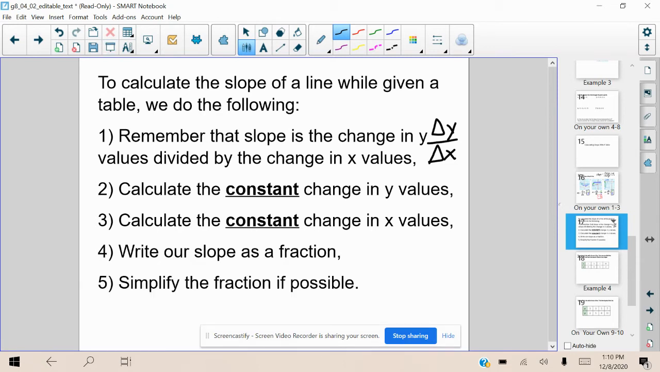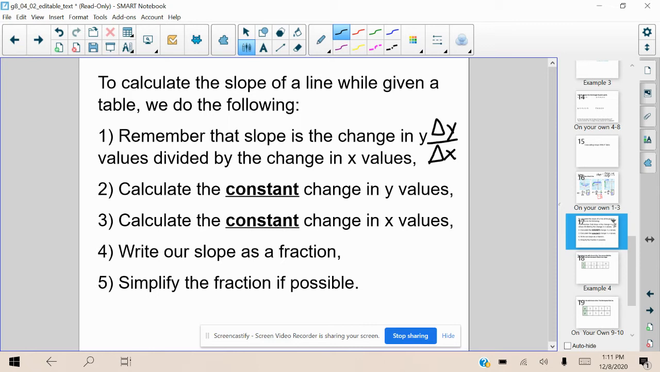And then we're going to simplify the fraction if possible. So we're going to do an example together, don't worry, but you should have these 5 steps down. We first remember that slope is the change in y over the change in x. We calculate the constant change in the y values because it should be on a consistent basis. If I'm going up 1, I should be going up 1 each time.